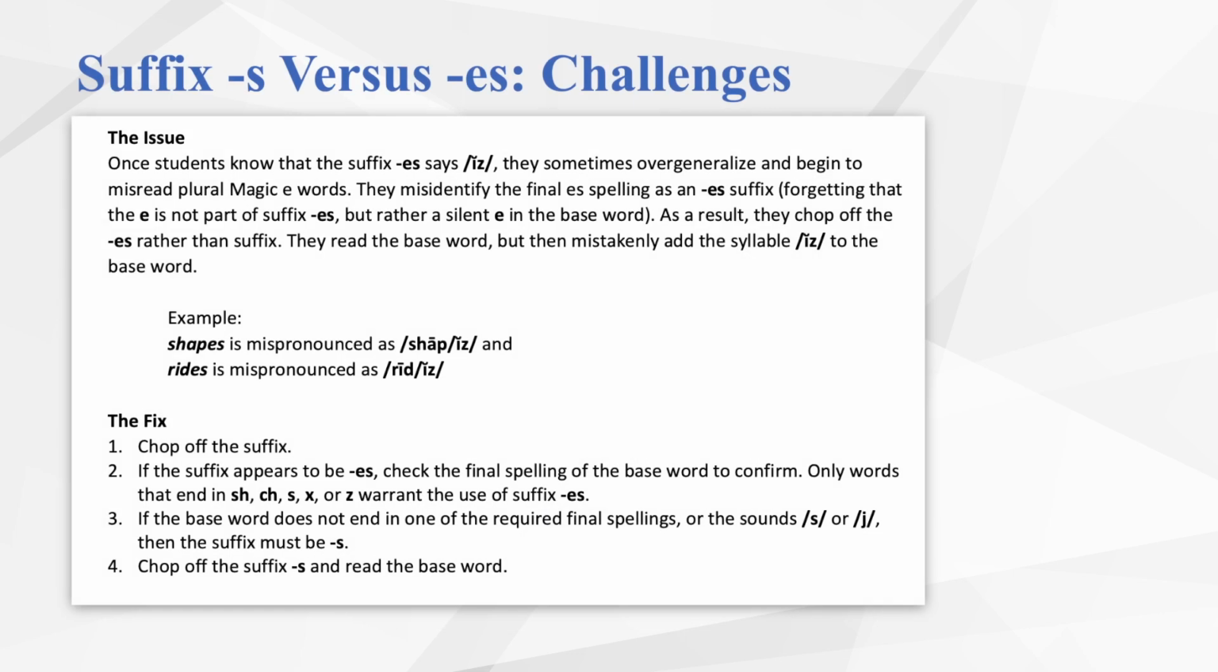Once we've taught this concept of suffix ES, one of the things that we end up discovering is that students overgeneralize. And so when they go to decode words, anytime they see an ES at the end, they assume it's suffix ES, and they pronounce it is. Then they see words like SHAPES, and instead of pronouncing it shapes, they chop off the end suffix ES and they pronounce it shape is, or shap is, and we have to address that.